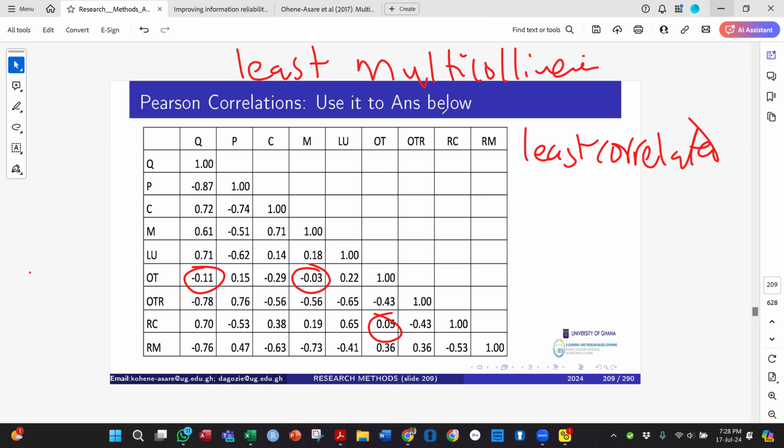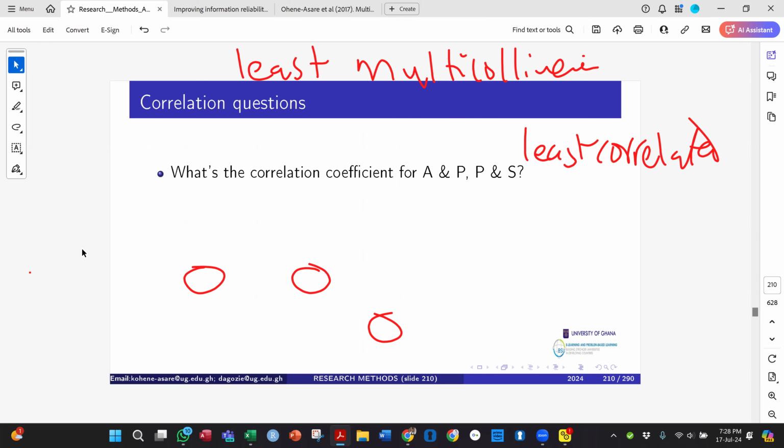Master your game. Next one. So that is how you do correlation. Understand the principles of correlation and then utilize them in the best possible way.